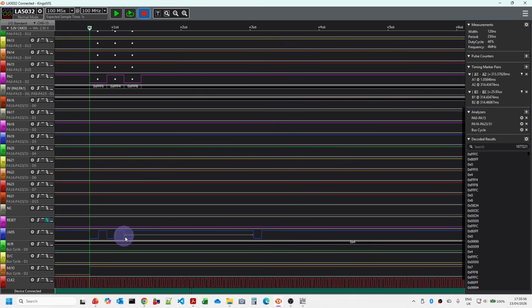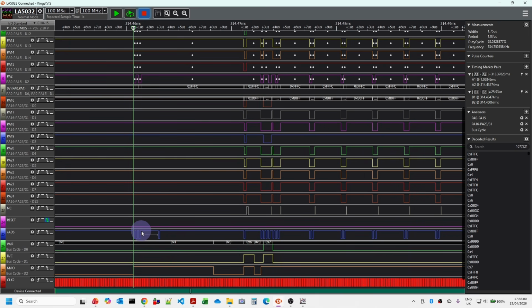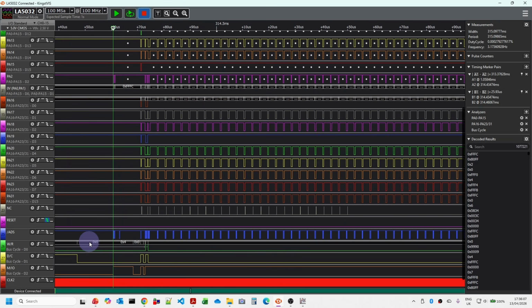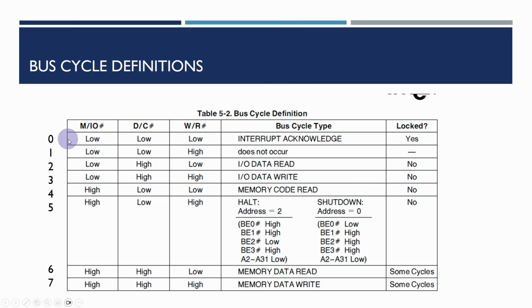So it looks like it's starting, but then something has happened, which we can't really explain. If we look down here, this is the status information. At this point, if we go back to the other slide, we can see that 0 is interrupt acknowledged, for example, and reading code is 4 and reading data is 6.